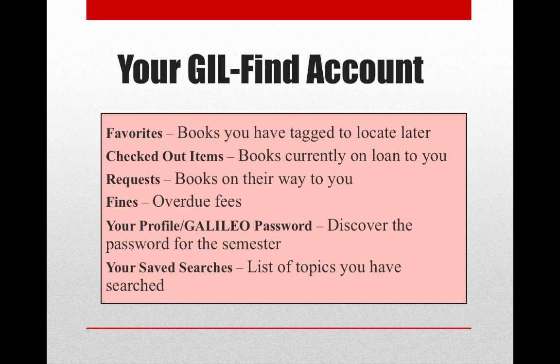You can see which items you currently have checked out and see what's overdue. You know how much money you might owe us if the books are overdue. You can see the book requests that you've put in. So say you're borrowing that book from the University of Georgia in Athens and it's being shipped this way. You can look and see if it's in process.